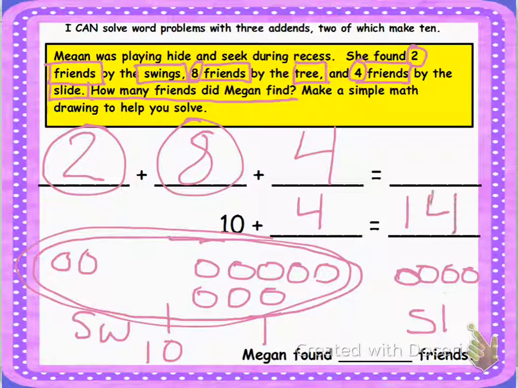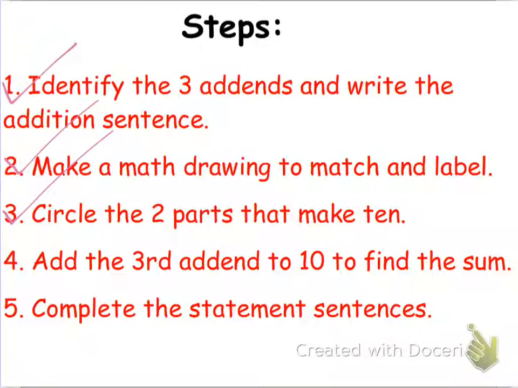So we're going to write that in our number sentences. So that means we know that 2 plus 8 plus 4 equals 14. And we also know that 10 plus 4 equals 14. Because all we did was combine that 2 and 8 together to make 10. And then we brought the 4 down to add it to that 10. So we know that 10 plus 4 is 14 and 2 plus 8 plus 4 equals 14.